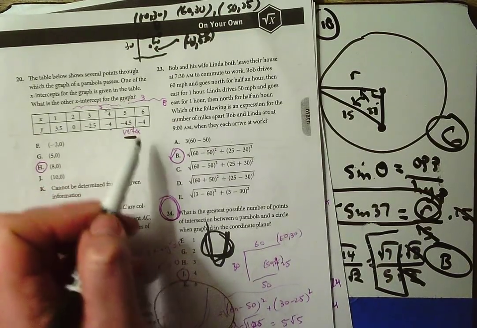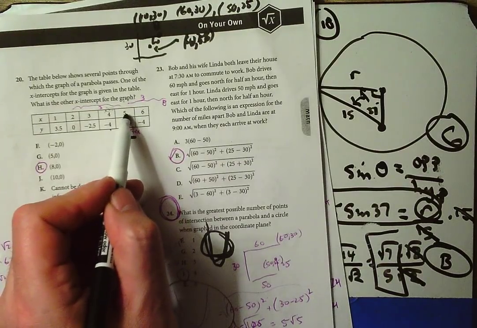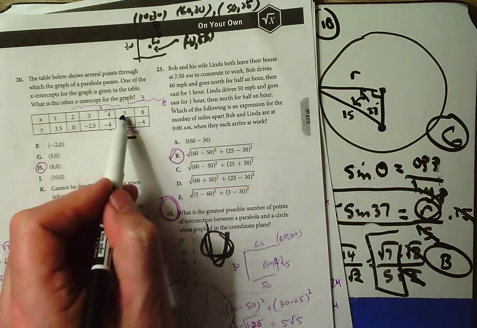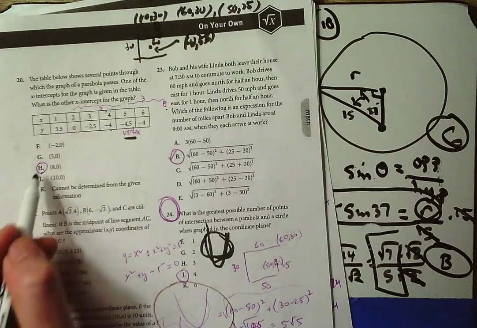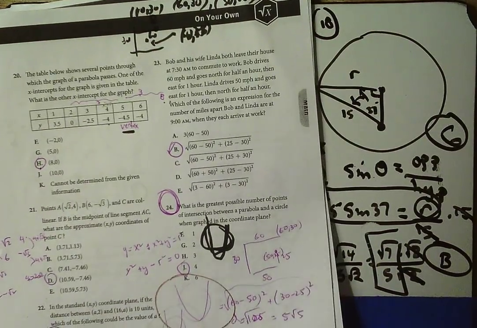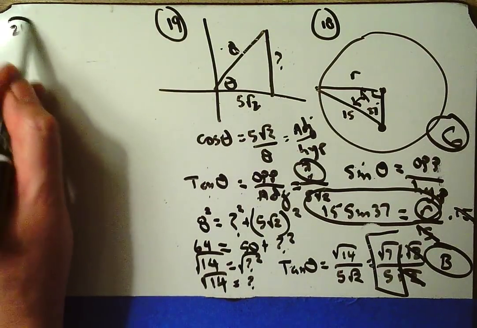Well, from one x-intercept to that axis of symmetry, the distance goes from 2 to 5, a distance of 3. So from that axis of symmetry at x equals 5, if I go another 3, I'll hit another x-intercept. So 5 plus 3 will bring me to 8. And so (8, 0), or h, is going to be my other x-intercept. Okay, how about 21?